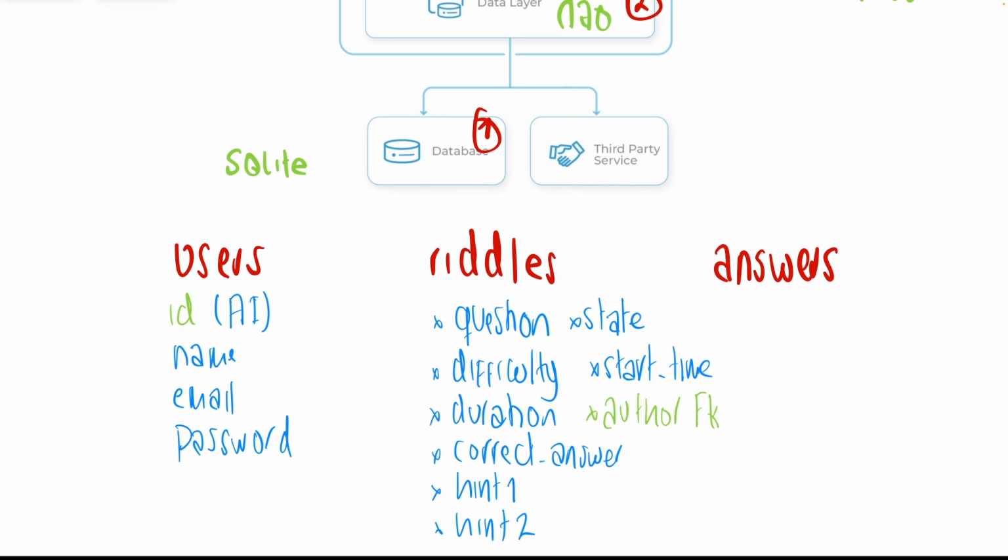And then finally, the answer. What is the purpose of this answer entity? It is to link a specific user with a specific riddle by saying that the answer was provided by a user in regard to a specific riddle. So it is basically an intermediate table between the users and the riddle. Also, of course, the riddle has its own ID. Also, the answer has its own ID, that is an auto-increment one.